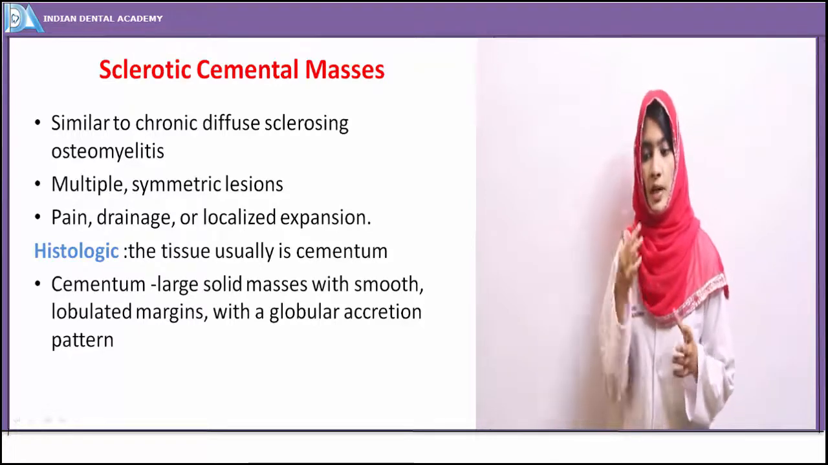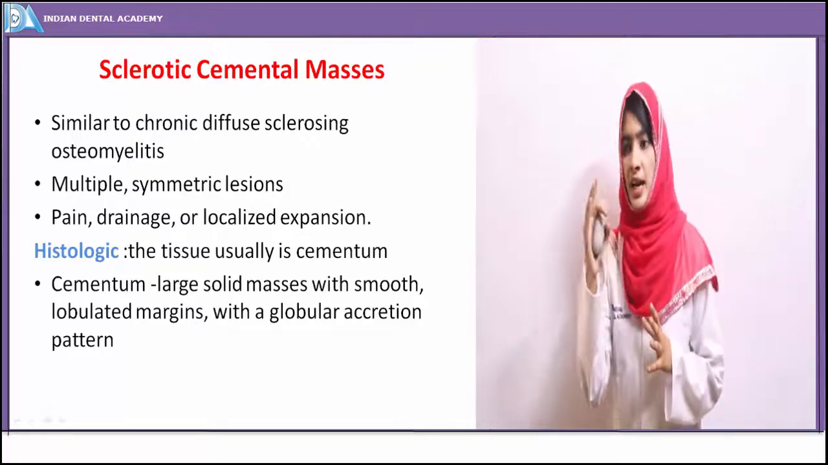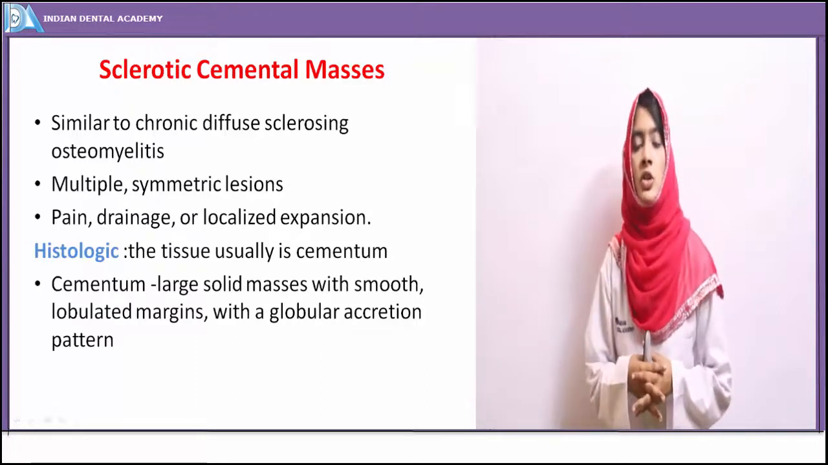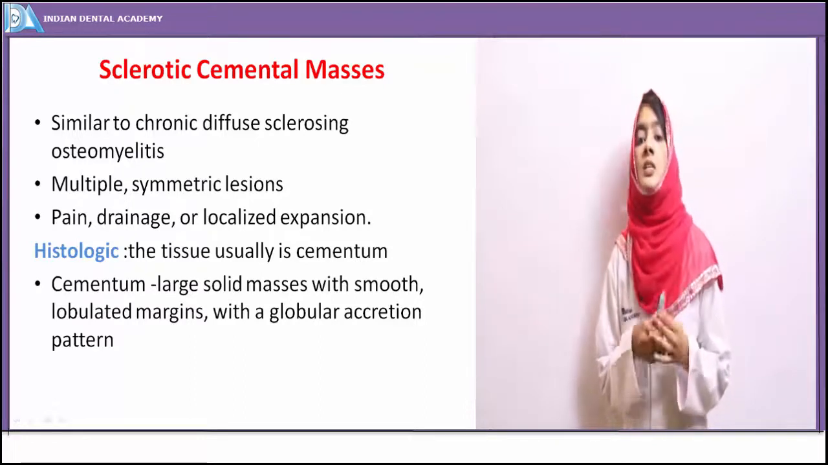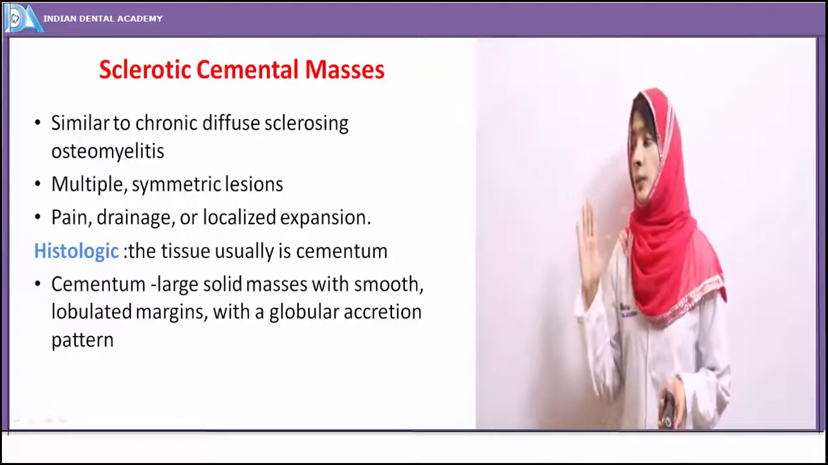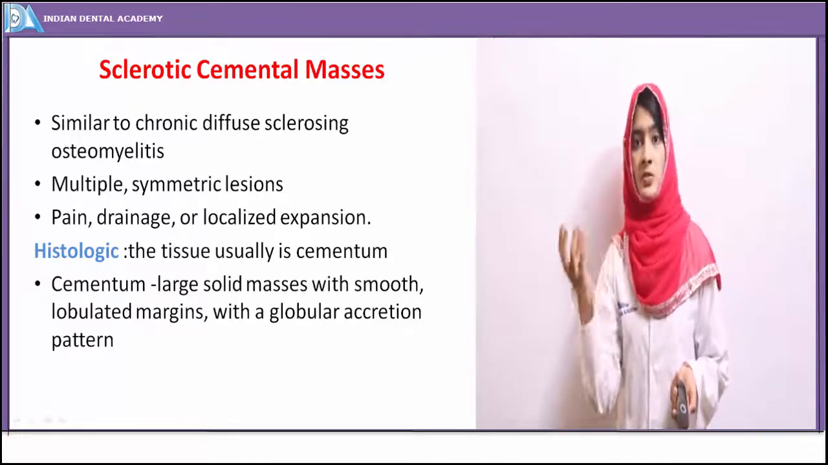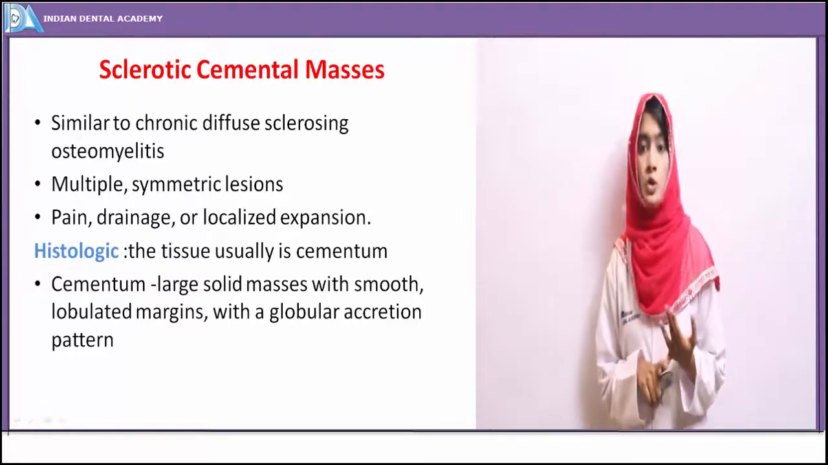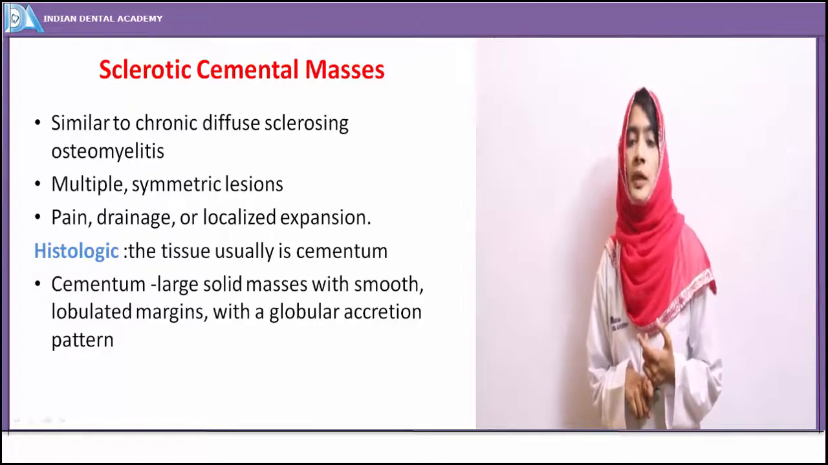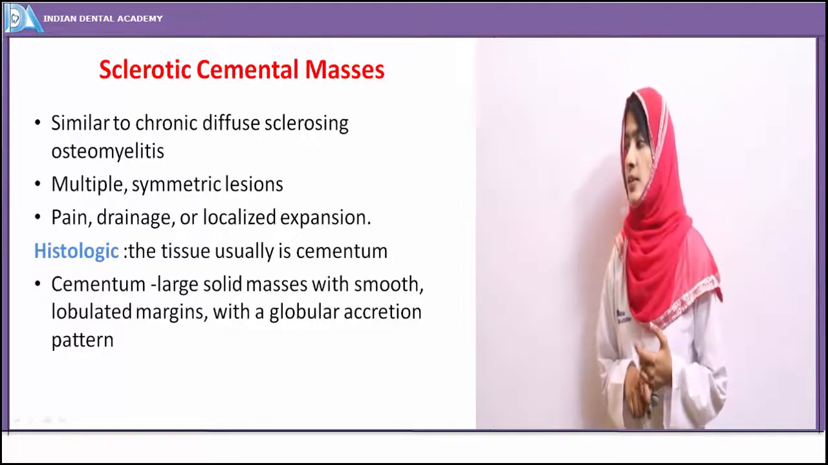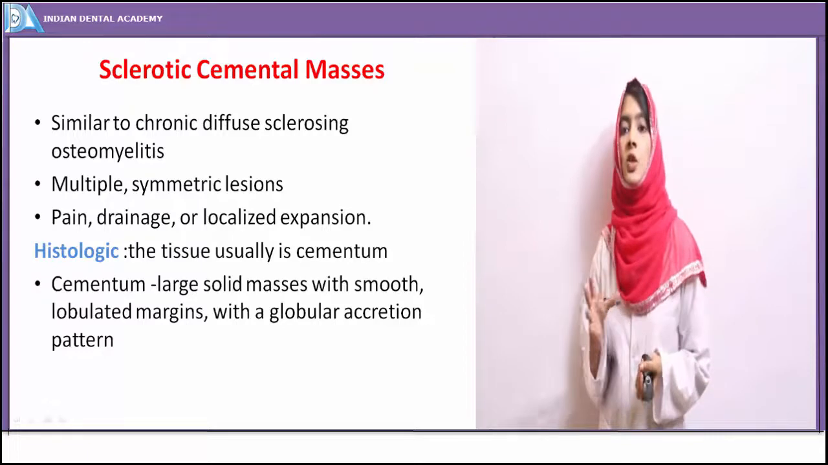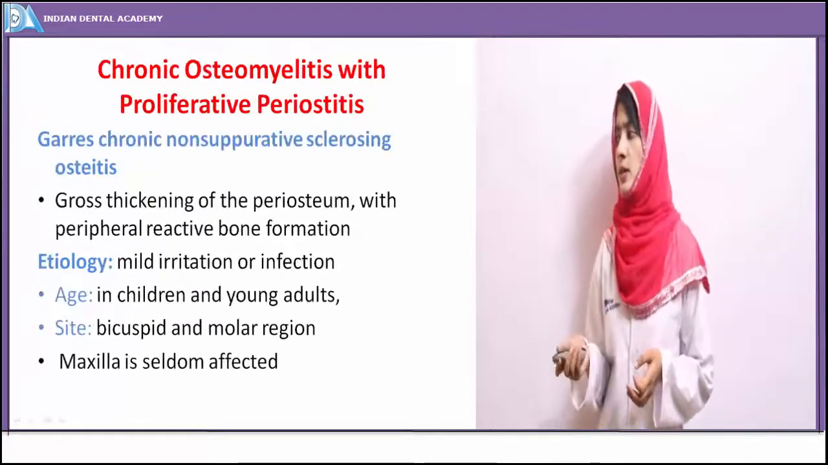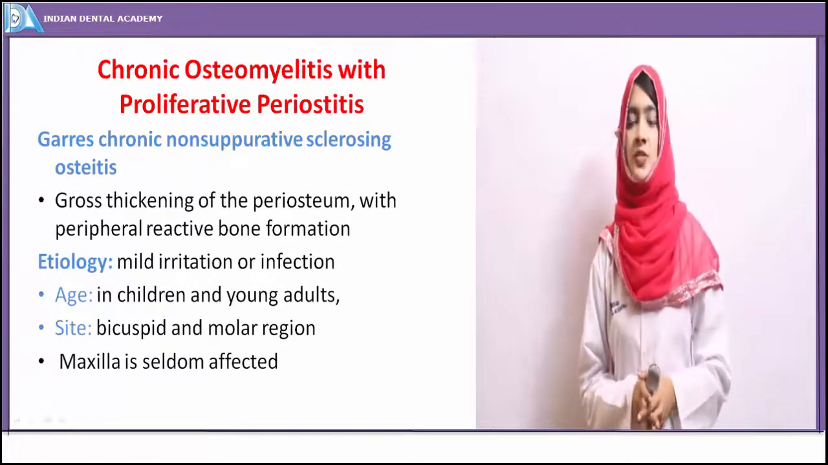And clinically, you see that multiple symmetric lesions may be present, which may show a bony hard swelling on the outer surface of cortex, as in chronic diffuse sclerosing osteomyelitis or chronic osteomyelitis forms. Pain may be present here, and drainage, that is pus discharge, will be present, along with expansion or swelling of the jaw. When you see the microscopic tissue, the tissue is one of cementum. Okay, and cementum basically appears as large solid masses with lobulated margin, showing a globular accretion pattern when seen histologically or microscopically.